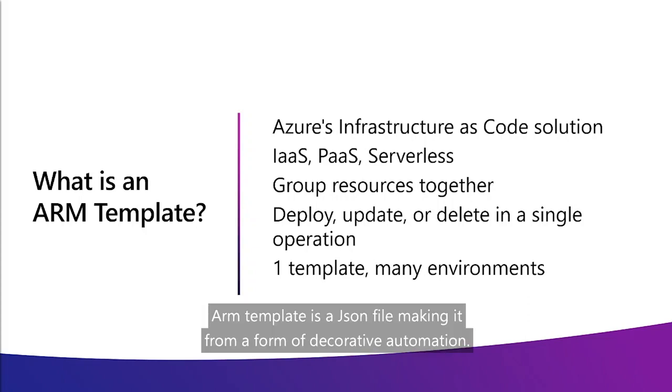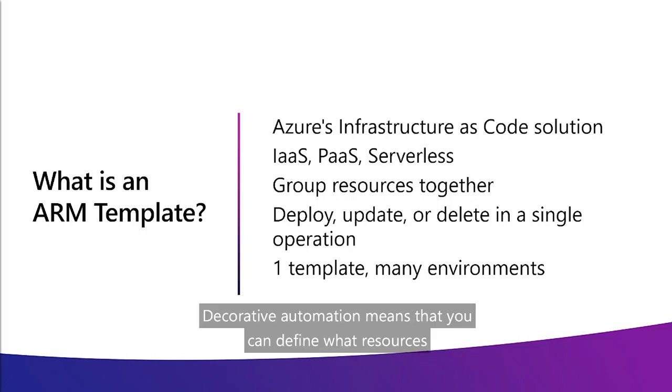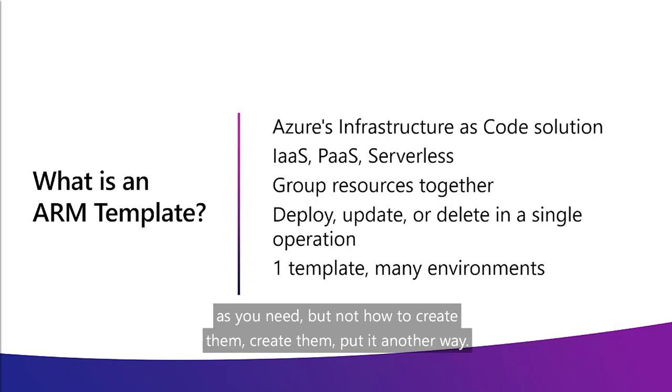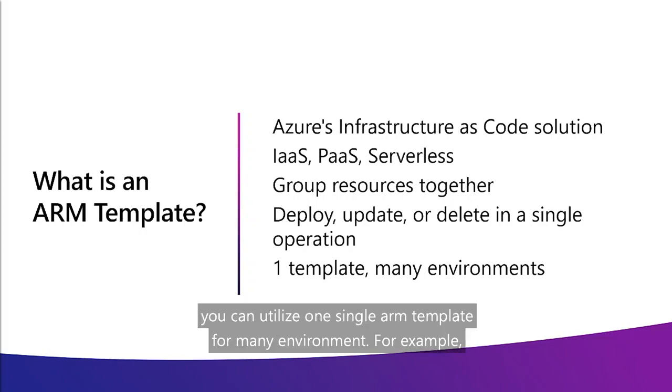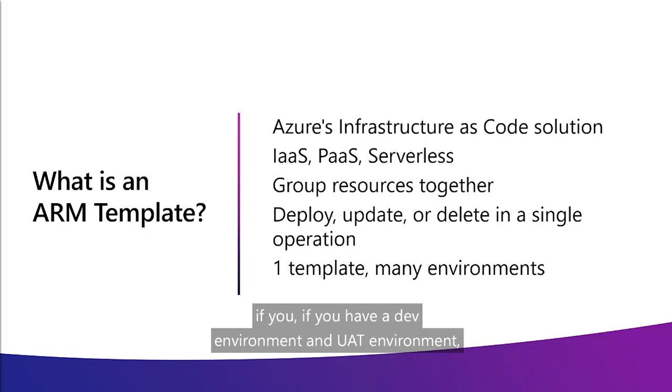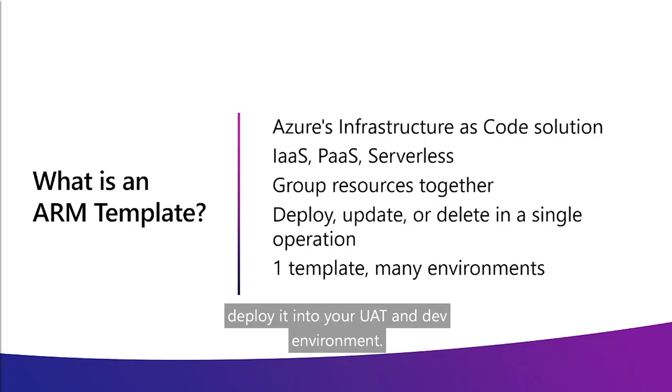An ARM template is a JSON file, making it a form of declarative automation. Declarative automation means that you can define what resources you need, but not how to create them. Put another way, you define what you need, and it is Resource Manager's responsibility to ensure the resources are deployed correctly. You can utilize one single ARM template for many environments. For example, if you have a dev environment and a UAT environment, which is exactly the same as the production, you can actually grab the production template and deploy it into your UAT and dev environment.